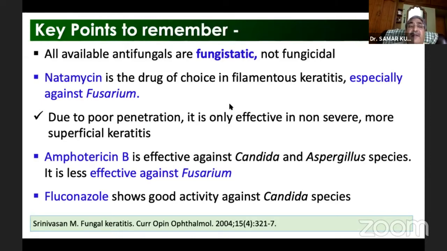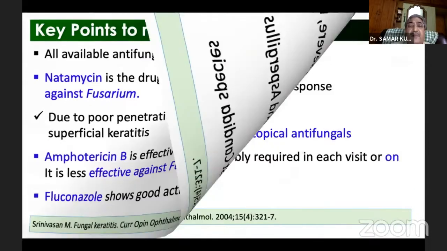Key points to remember: all available antifungals are fungistatic, not fungicidal. Natamycin is the drug of choice in filamentous keratitis, especially against Fusarium. Due to poor penetration, it is only effective in non-severe and more superficial keratitis. And every time you use the antifungal, we need to scrape so the drug penetration is better. Amphotericin B is effective against Candida and Aspergillus, and fluconazole also shows some effect in Candida species.